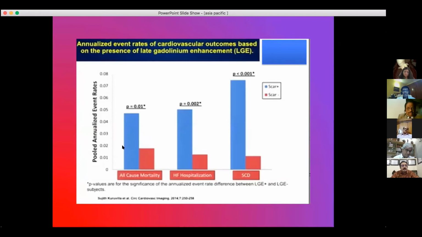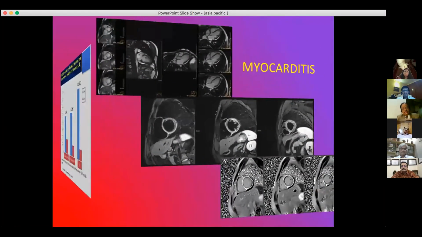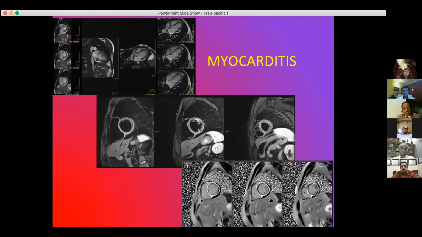What is also very important is that the presence of gadolinium enhancement, in blue, really tells us the difference between the patients without it in terms of all-cause mortality, heart failure hospitalization, and sudden cardiac death, and really enters the prognostic arena where it not only gives us morphology, but also gives us the prognosis.